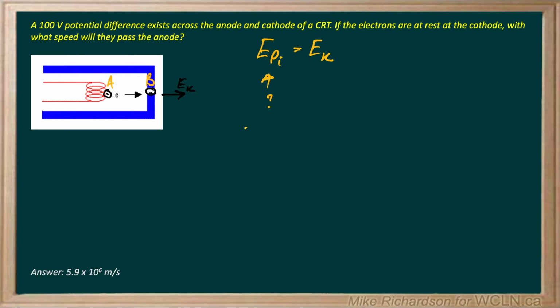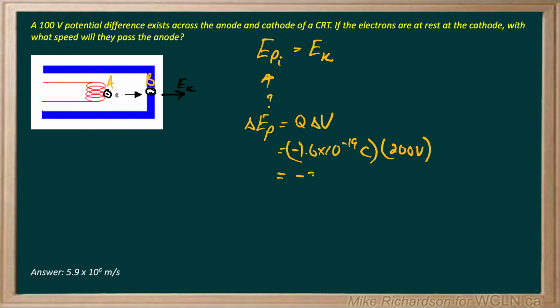Well, we know from our formula sheet that change in potential energy is Q times change in voltage. Charge of an electron is negative 1.6 times 10 to the negative 19 coulombs. And our change in voltage is 200 volts. So we get a change in potential of negative 3.2 times 10 to the negative 17 joules.